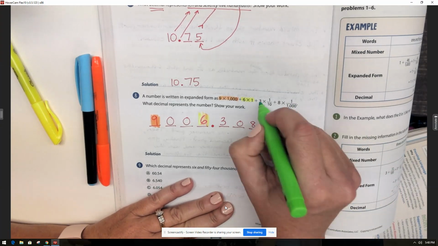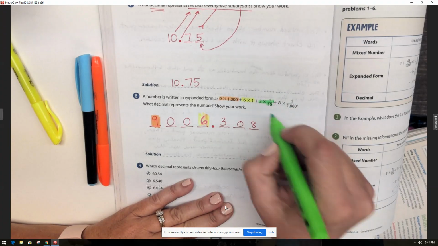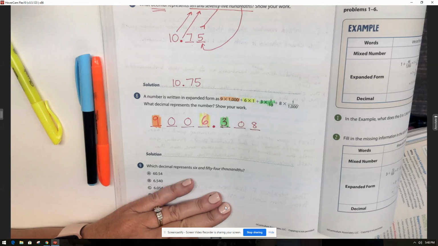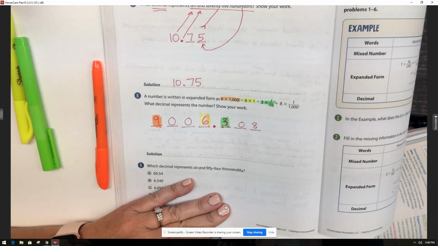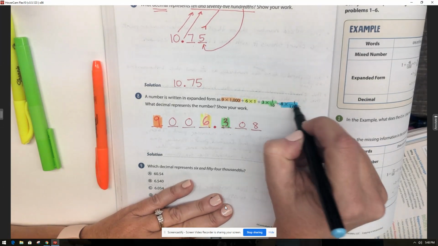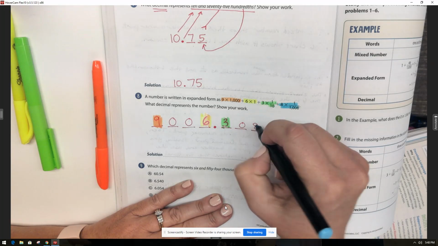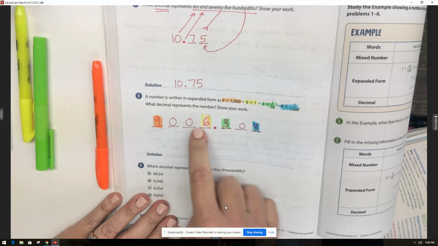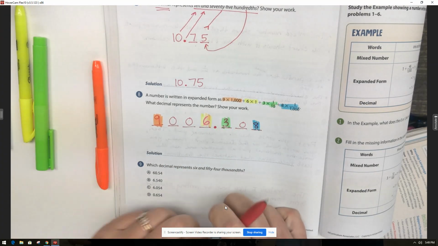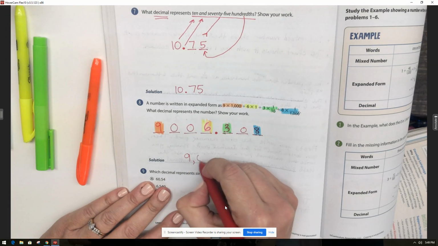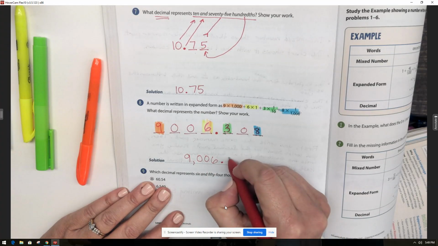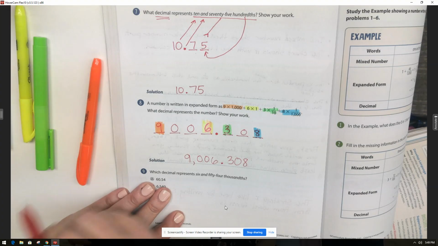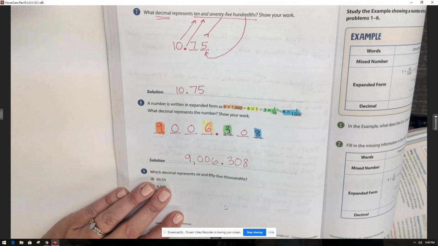There is 3 tenths. So that means that there's a 3 in the tenths place. And then finally, there are 8 thousandths. So there's an 8 in the thousandths place. And then we filled in all of our placeholder zeros. So the final decimal should read 9,006 and 308 thousandths. That was a beast of a problem to do.